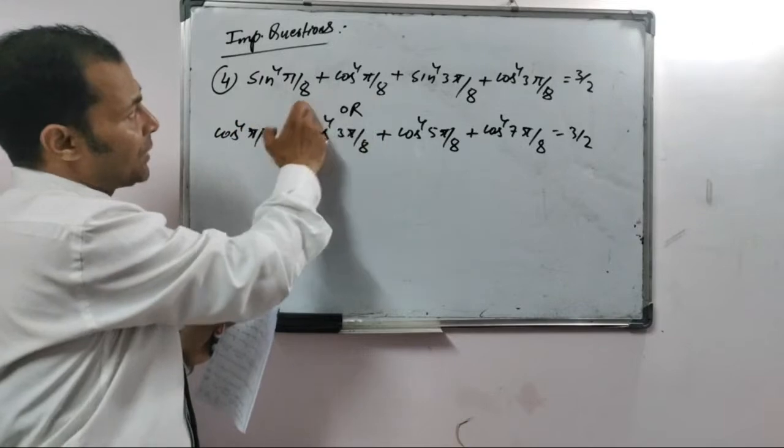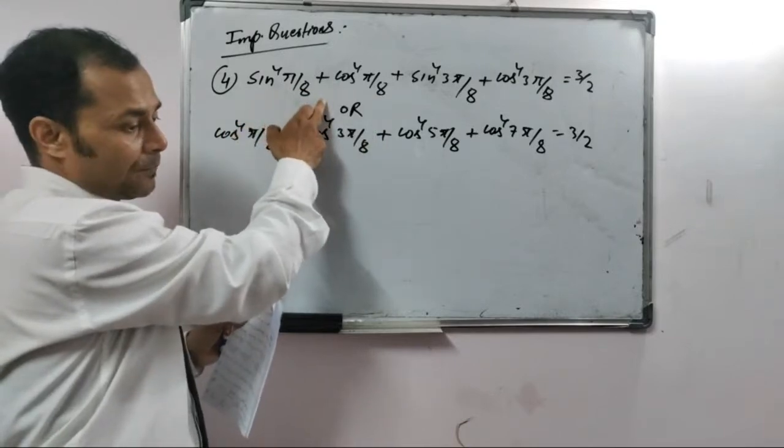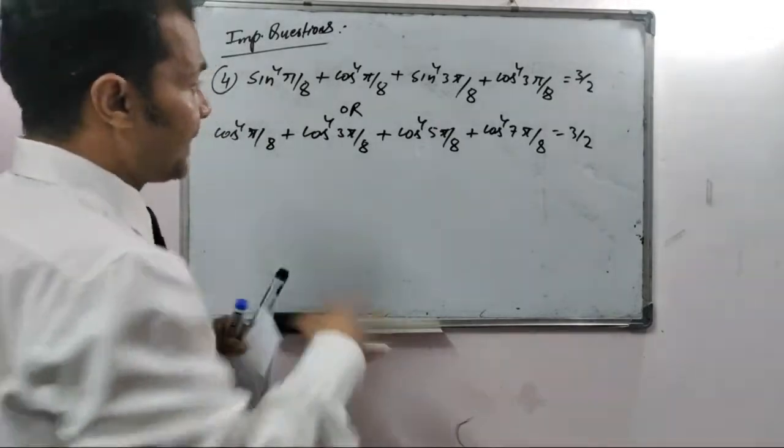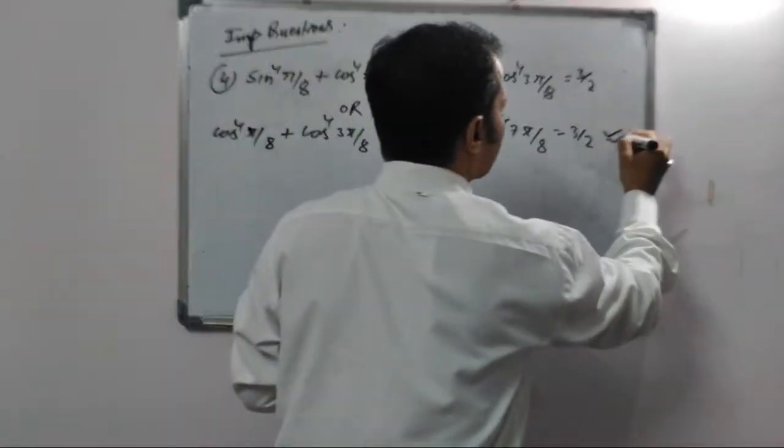एंगल मिलाएर दिएको छ है. एउटा sin छ एउटा cos छ. But in this case you will see each one is cos. And this is the very important question you can see in question bank.